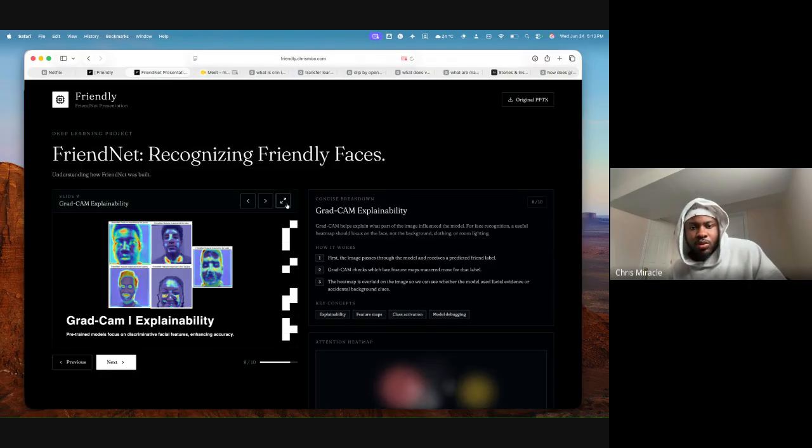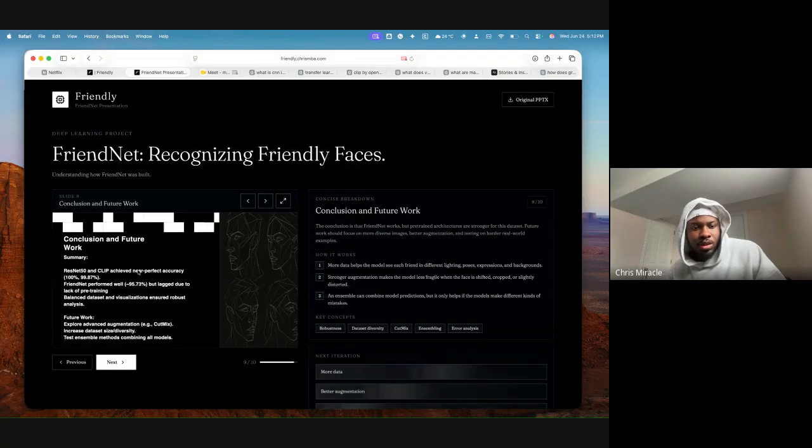So, conclusion: ResNet achieved near perfect accuracy. FriendNet performed well. The dataset was balanced, because I made sure I did augmentation to boost up the imbalanced classes. Future work: advanced augmentation, increased dataset diversity, and testing ensembles.